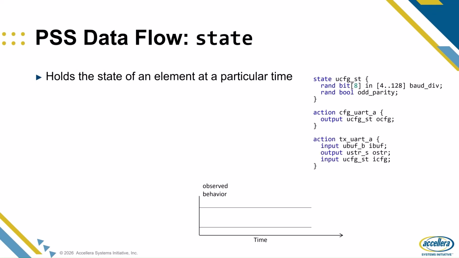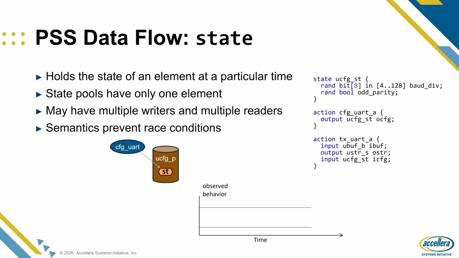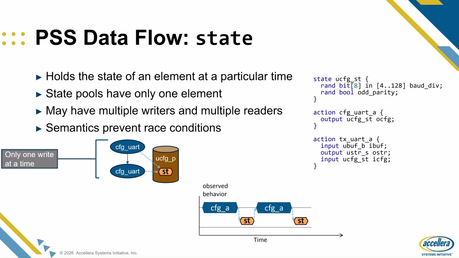State objects hold a value at a point in time, kind of like a configuration register. The config UART action outputs the state, and TX UART inputs it. State pools hold only one element, so all actions bound to the state pool will see the same object. Multiple writers and readers are allowed, but to avoid race conditions, only one action can write at a time. The state object gets the new value only when the writing action completes.